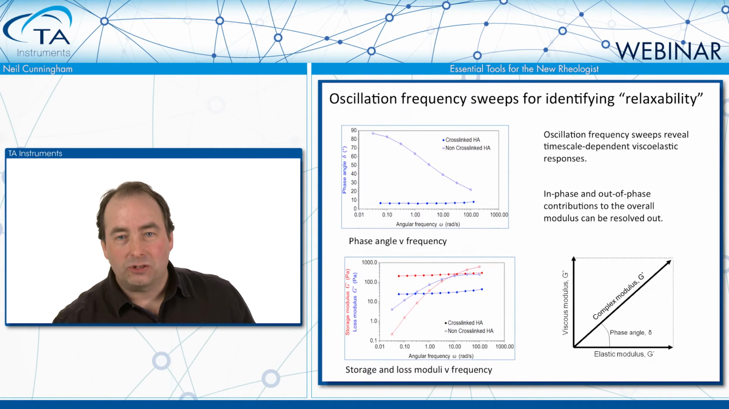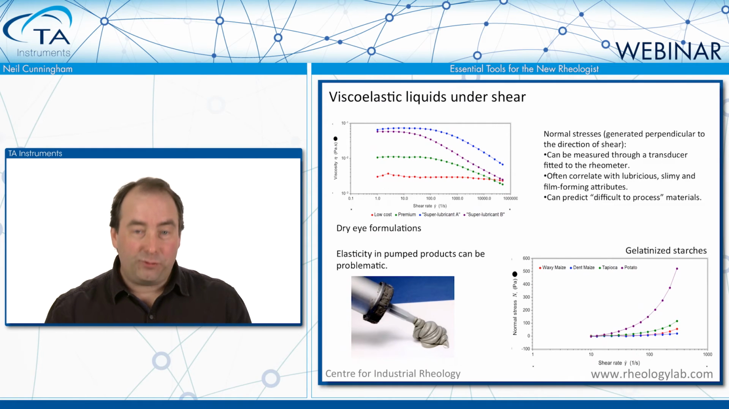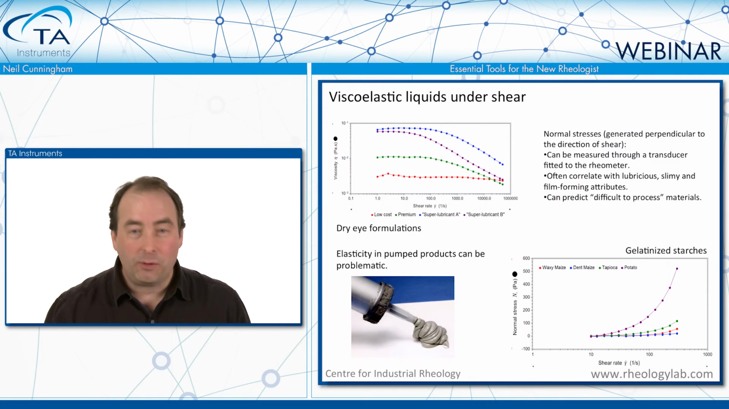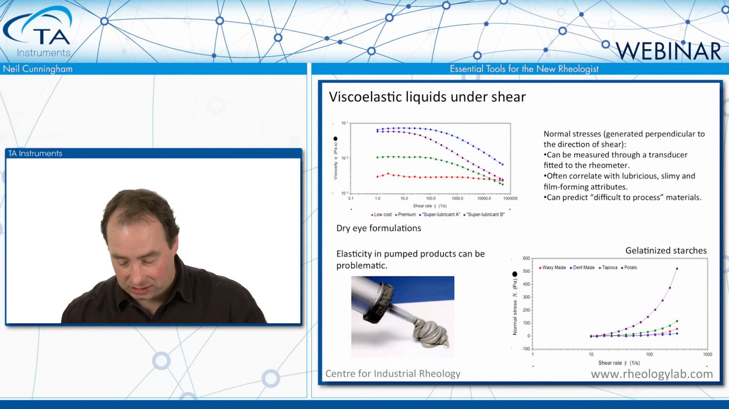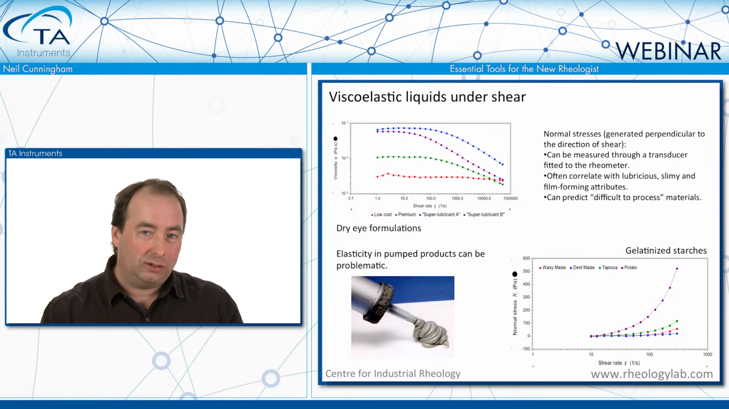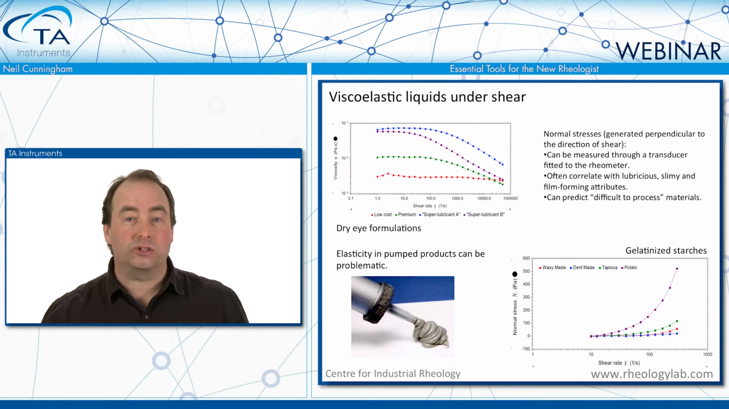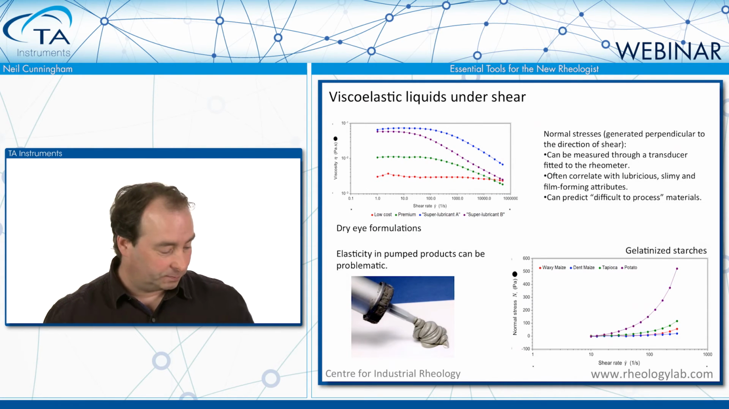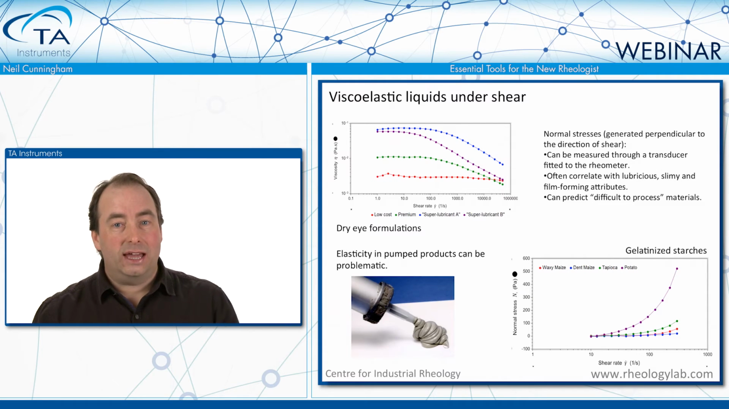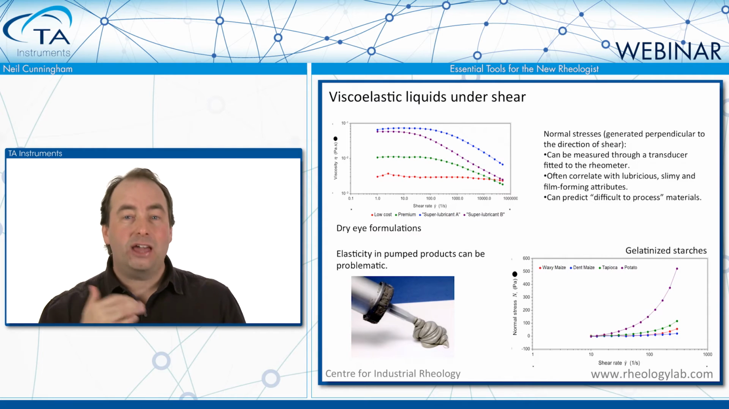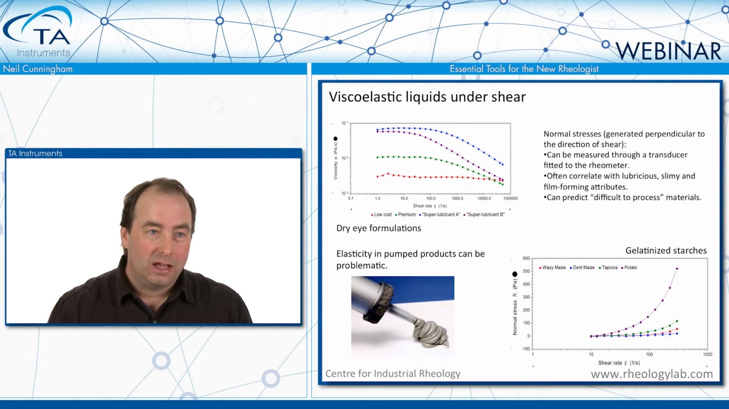Okay, something else that we see with viscoelastic liquids is when we expose them to continuous shearing. Well, there's two things that we can get from this. Firstly, we can get a viscosity shear rate profile. And typically what we'll see with a viscoelastic liquid, for example, a polymer solution or a surfactant-based product like the shower gel, is a clear zero shear viscosity plateau and then going into a shear thinning region.